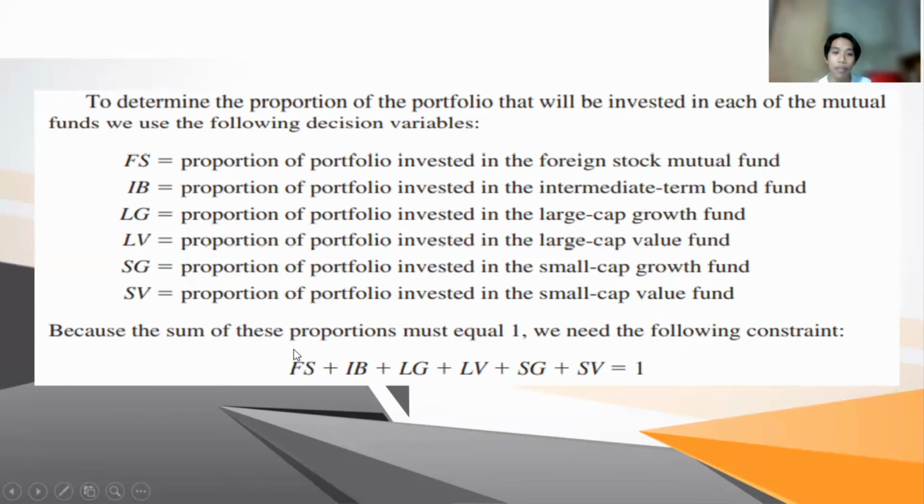And because the sum of these proportions must equal 1, we need the following constraint, which is FS plus IB plus LG plus LV plus SG plus SV is equal to 1.